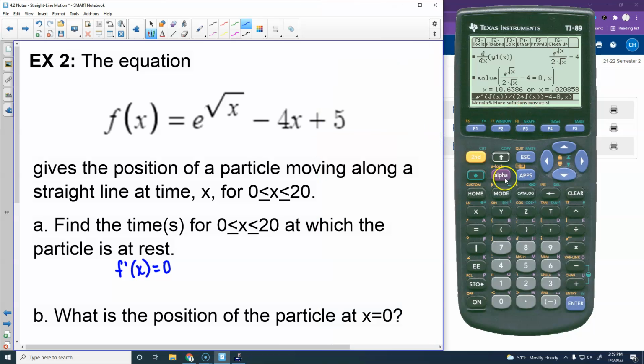All right. We're getting x equals 10.6386. Huh. We got 0.02085.